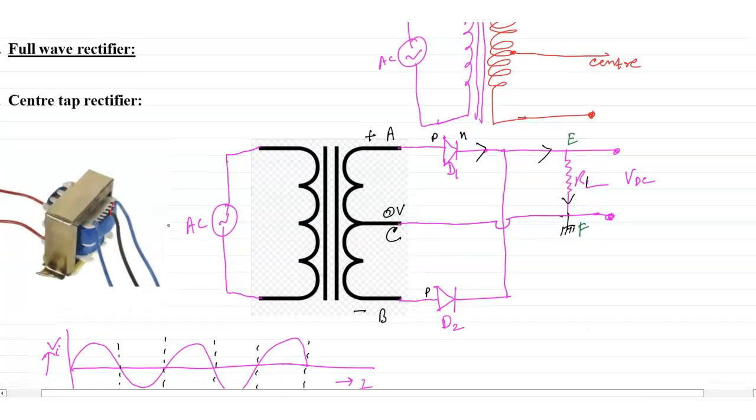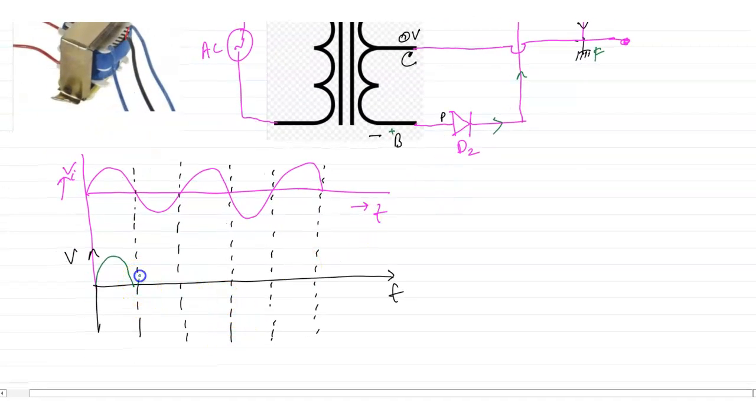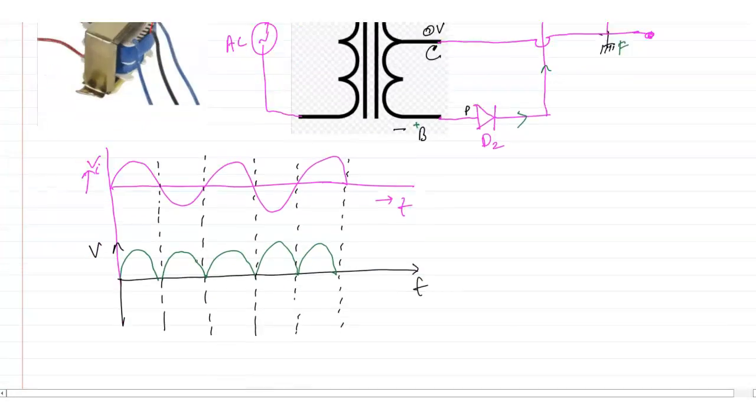For the second half, suppose A is negative, B is positive, and C is chosen as 0. So now D1 is in reverse bias and D2 is in forward bias. Then current will flow through D2 like this path, but cannot go to this side because D1 is in reverse bias. So current has to go this side, and we again get E to F, the same direction of current for the negative half cycle, another half cycle. So we again get the same type. That means we are able to invert the negative part of the input signal to positive. Okay, that's why it is called a full wave rectifier.